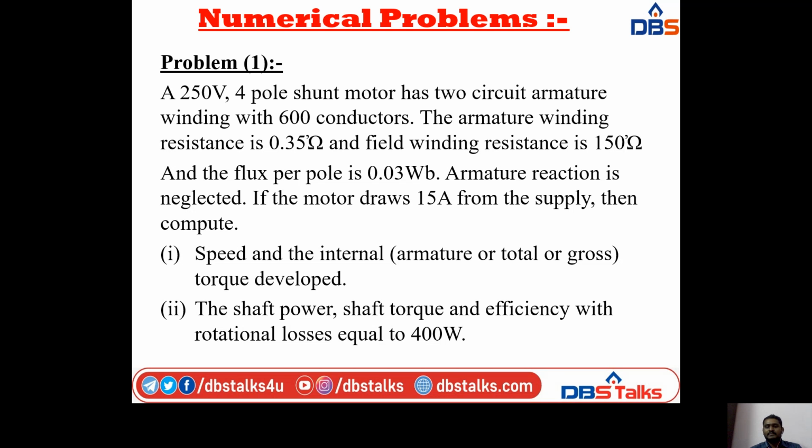And next, the current is 15 amperes, and rotational losses are 400 watts. So by using these data, we have to compute the speed and armature torque, or total torque, or gross torque, or internal torque, and shaft power, shaft torque, and efficiency. So coming to the solution.